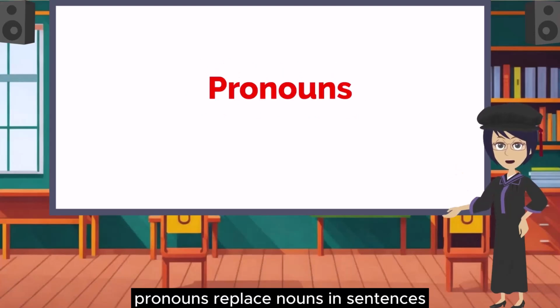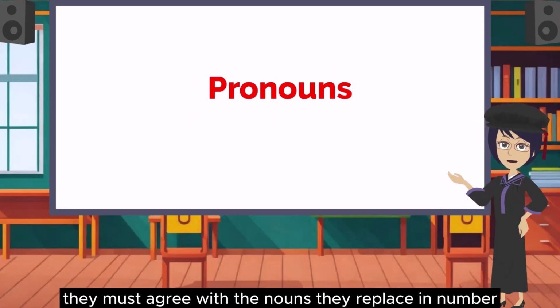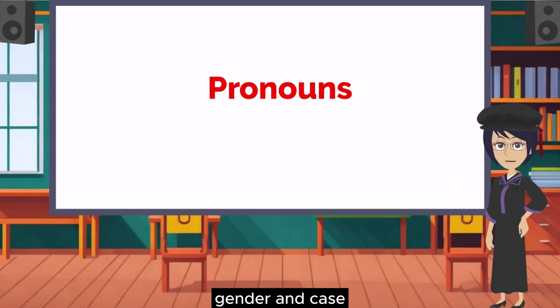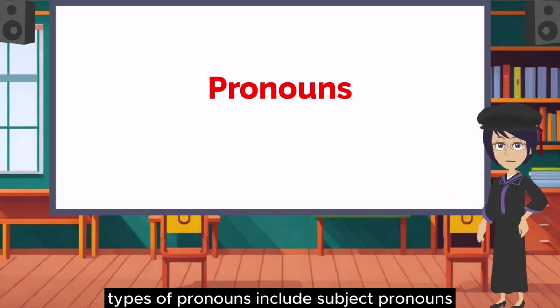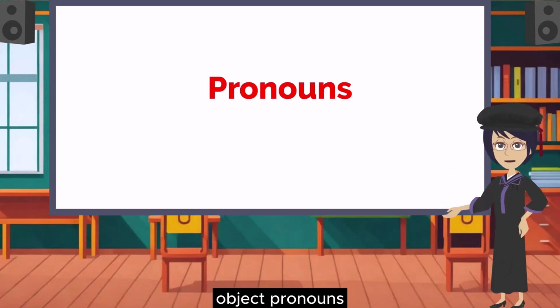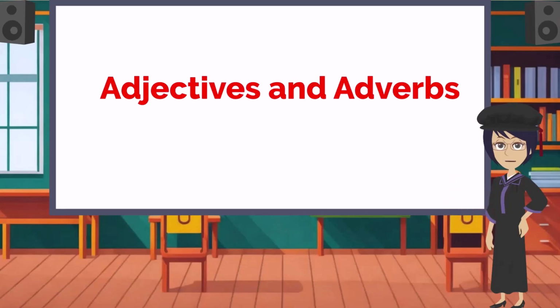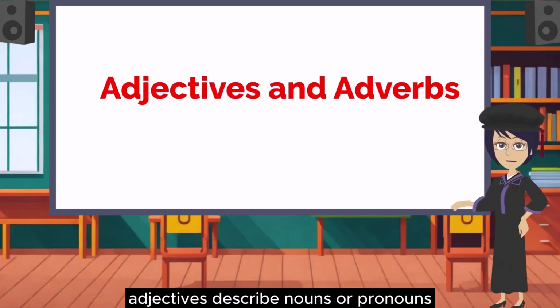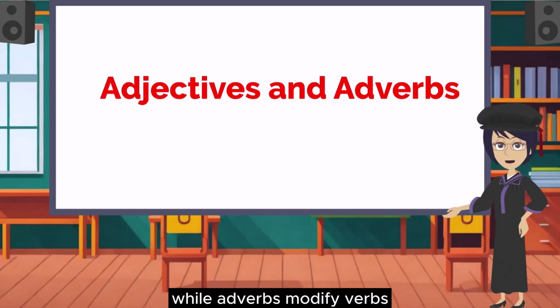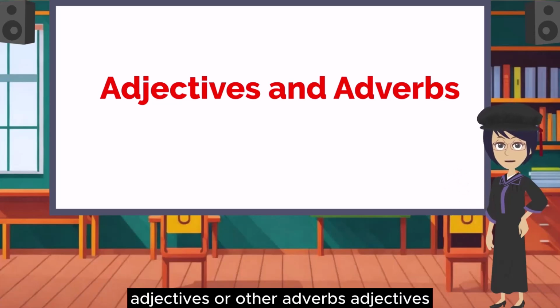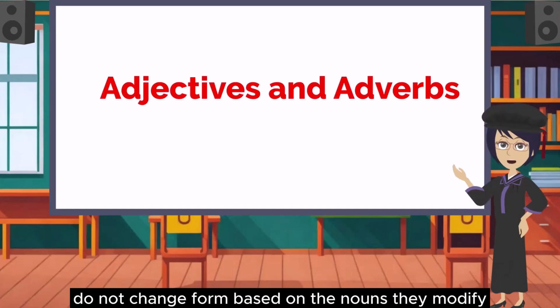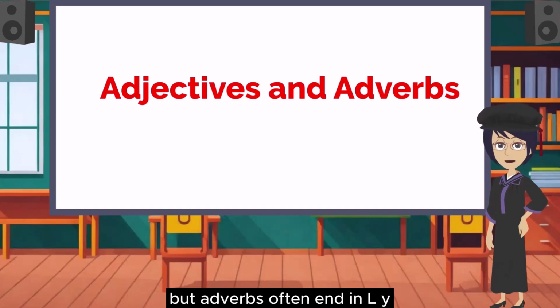Pronouns. Pronouns replace nouns in sentences. They must agree with the nouns they replace in number, gender, and case. Types of pronouns include subject pronouns, object pronouns, possessive pronouns, reflexive pronouns, and relative pronouns. Adjectives and adverbs. Adjectives describe nouns or pronouns, while adverbs modify verbs, adjectives, or other adverbs. Adjectives do not change form based on the nouns they modify, but adverbs often end in -ly.